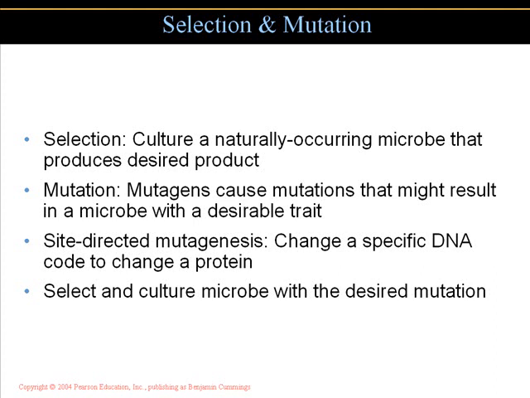Selections and mutations. Selection is basically to culture a naturally occurring microbe to produce a desired product. The mutation we already talked about, mutagens, which cause particular mutations that might result in a microbe with a desirable trait. Site-directed mutagenesis basically is a change in a specific DNA code to change a protein. Remember, it's the synthesis of proteins that we're looking for as the end result of DNA manipulation. And then select and culture microbes with a desired mutation.